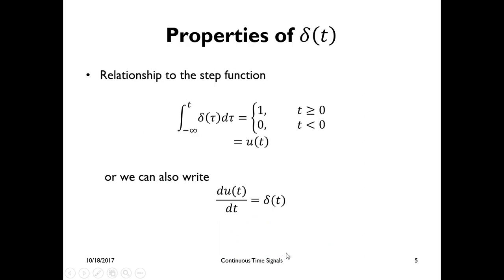The delta function, or the impulse function, and the unit step function are related. So in particular, if I were to integrate from negative time all the way up until capital time T the impulse function, I will wind up getting the step function. Or if I were to differentiate the step function, I'm going to get the delta or impulse function.